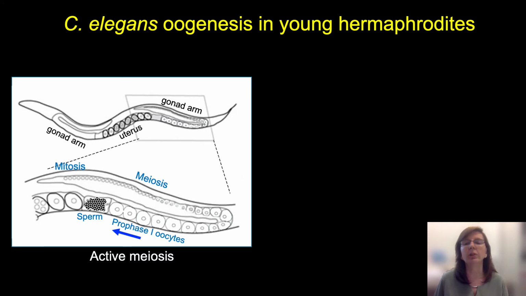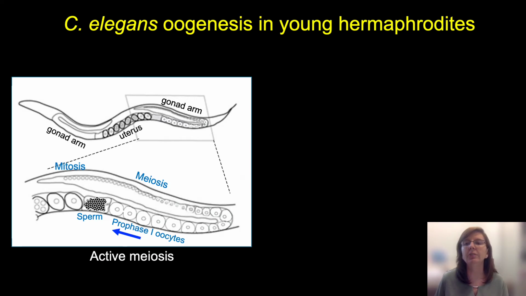So in the bottom of this cartoon, we're zooming in on one of the two gonad arms, and you can see labeled by mitosis, at the distal end of this gonad arm, a stem cell-like population of immature germ cells. These transition into meiosis cell cycle, and they are in pachytene for the majority of this distal part of the gonad. They move around the bend, progress to diakinesis of prophase I prior to meiotic maturation, ovulation, and fertilization by the sperm that were made in an earlier developmental stage.